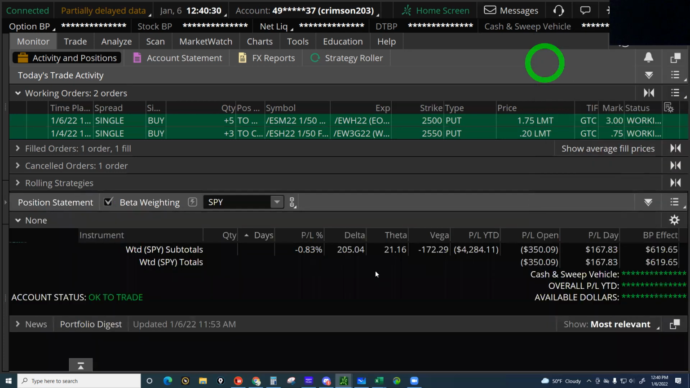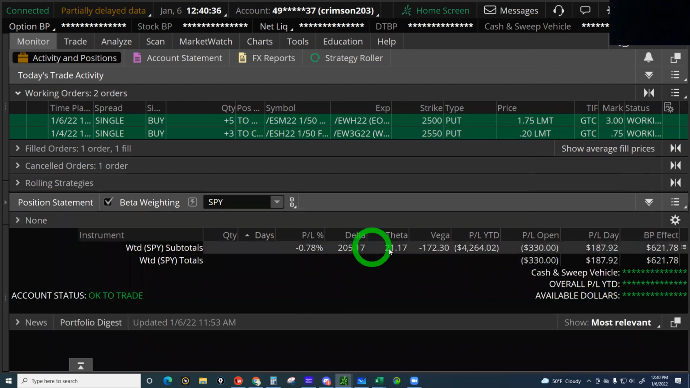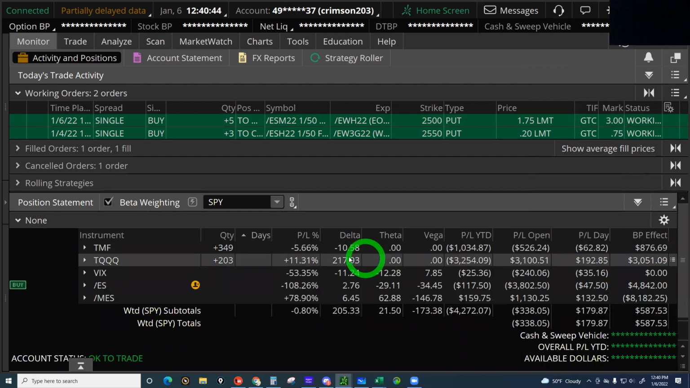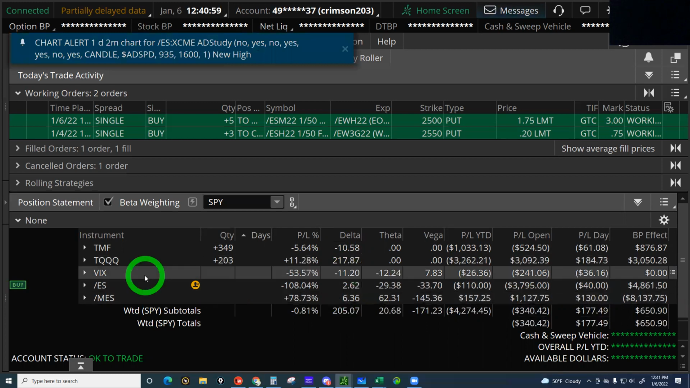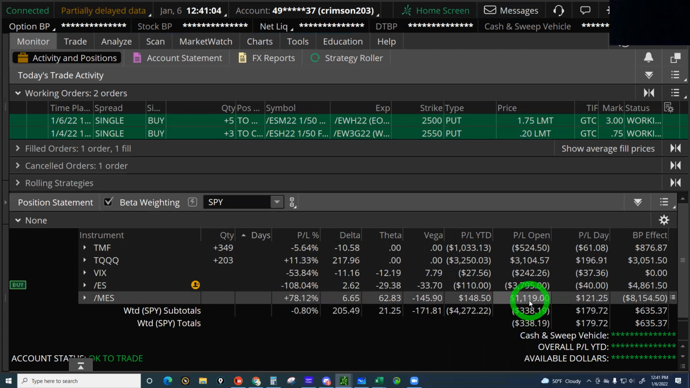So let's look at the forest overall. All right, so the forest overall, 205 deltas. I'm now positive theta. And my vega is a little bigger than I'd like. It's at a negative 173. But let's just look at everything now. So 217 is my TQQQ's delta. I told you, you want your overall delta to be approaching your TQQQ delta, or why hold TQQQ, right? Why do that if you're not going to get the power of that thing going up? And then it should be reduced a little bit by your hedges. So let's just look at the macros. Look at this. On the open, I'm up $1,119 on those, and I'm up $135 on the day.